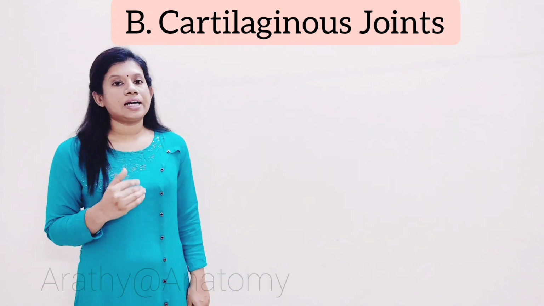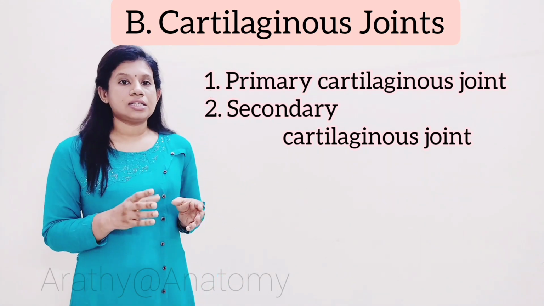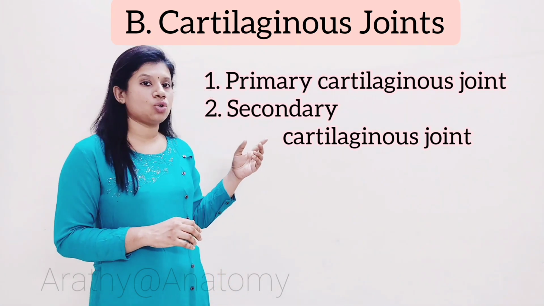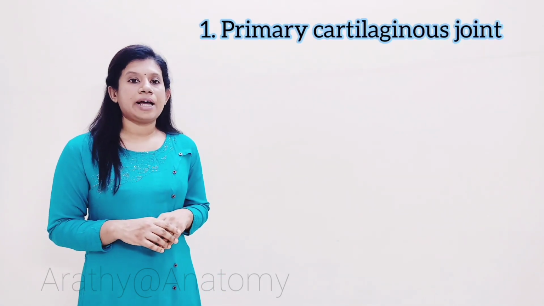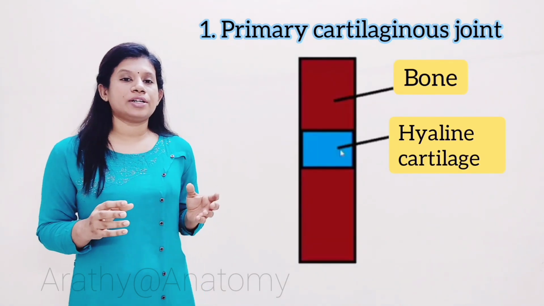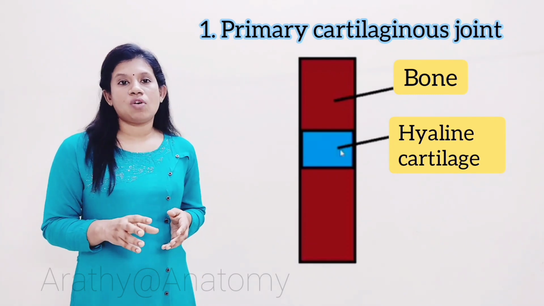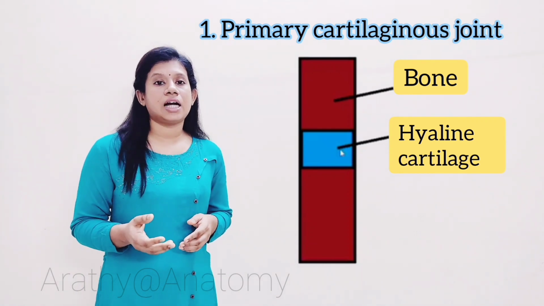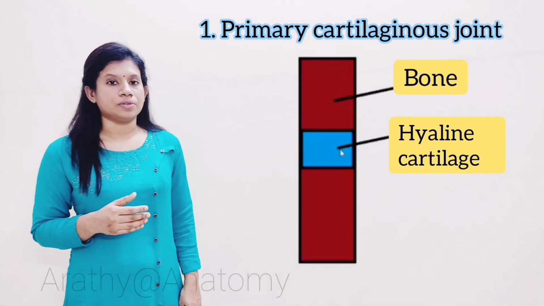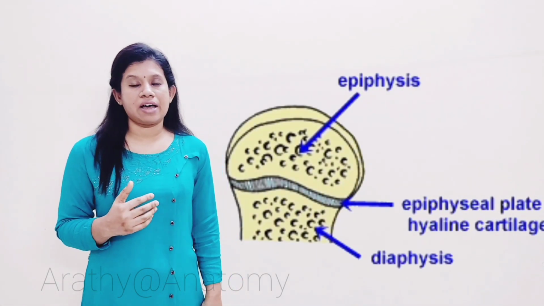Now moving on to the next one, that is the cartilaginous joint. Cartilaginous joint means the bones are united by a plate of cartilage. These are of two types, the primary cartilaginous joint and secondary cartilaginous joint. Now moving on to the primary cartilaginous joint. Primary cartilaginous joint means the bones are joined together by a plate of hyaline cartilage. This type of joint is immovable and strong. These are temporary in nature. As age advances, the cartilaginous plate will be replaced by bone. Example for this is the joint at the junction between epiphysis and diaphysis.